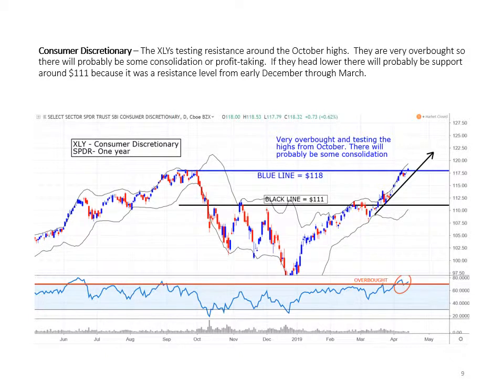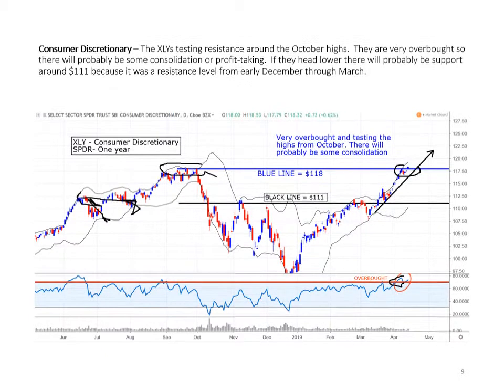This is consumer discretionary, and you can see it's been testing this 118 level for the last week. And why is that an important level? Well, because it's where the highs were in September. Very overbought. Last time it was this overbought was way back here before this little profit taking, sideways consolidation pattern happened. So it's another reason for.